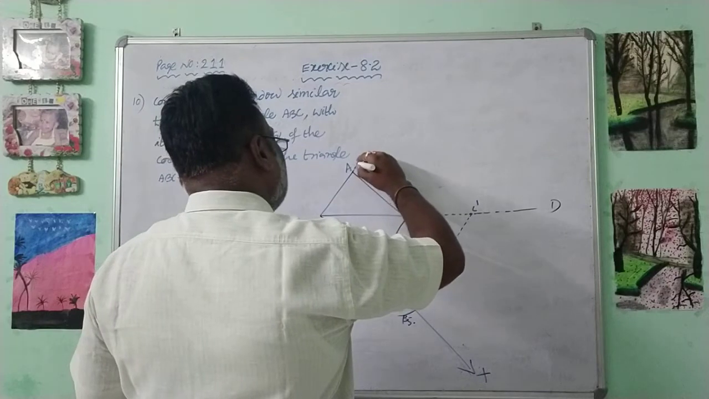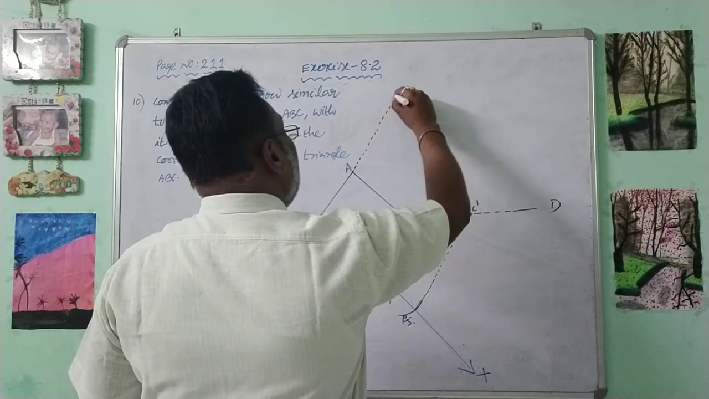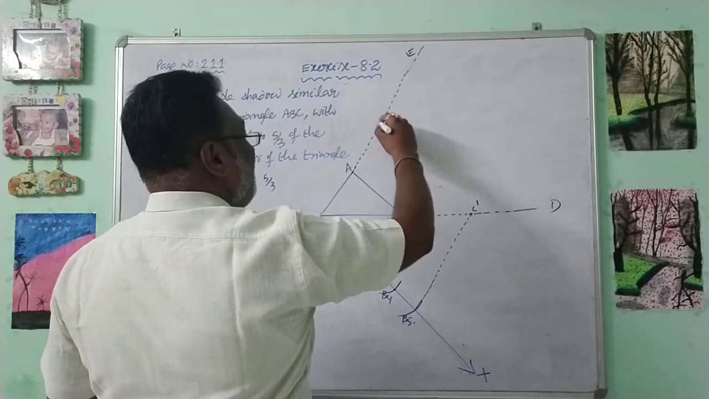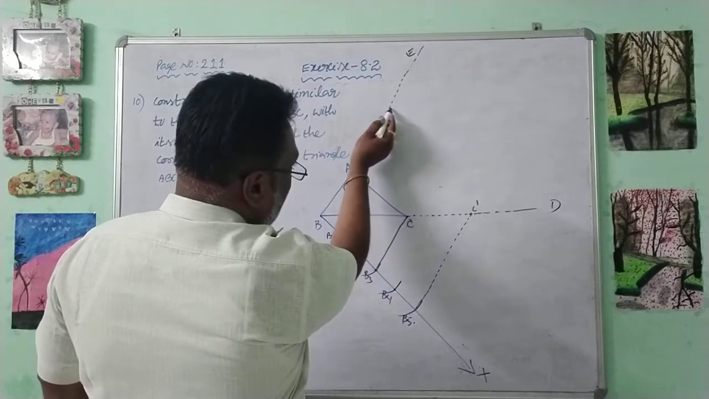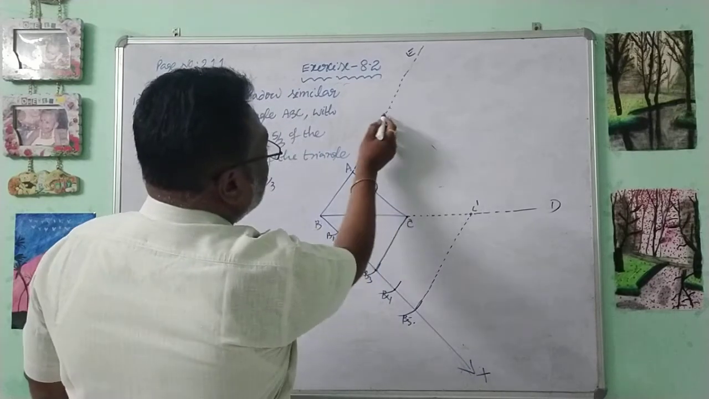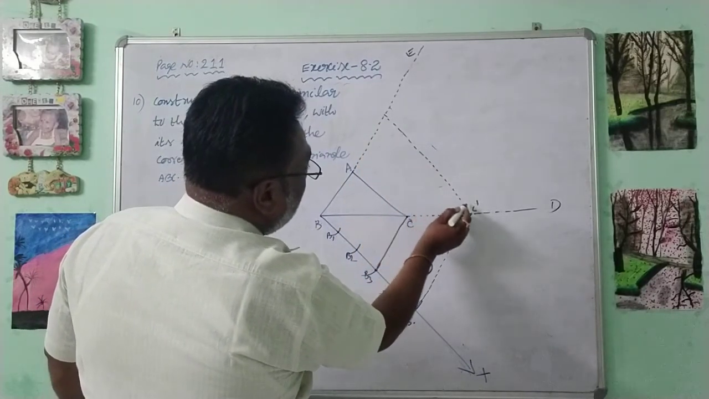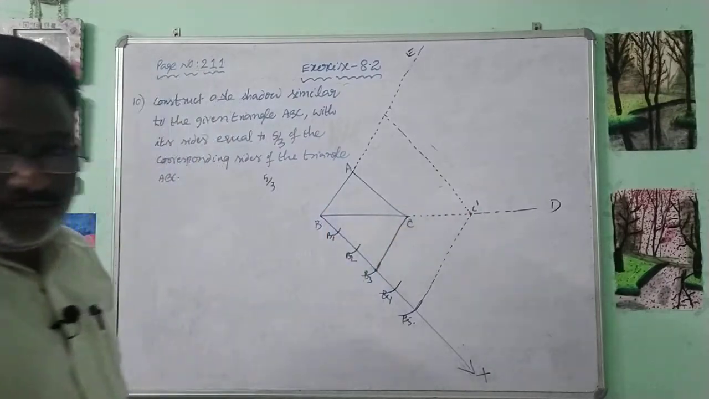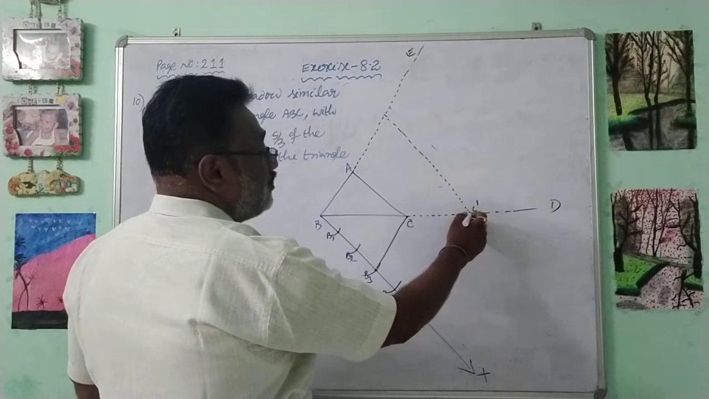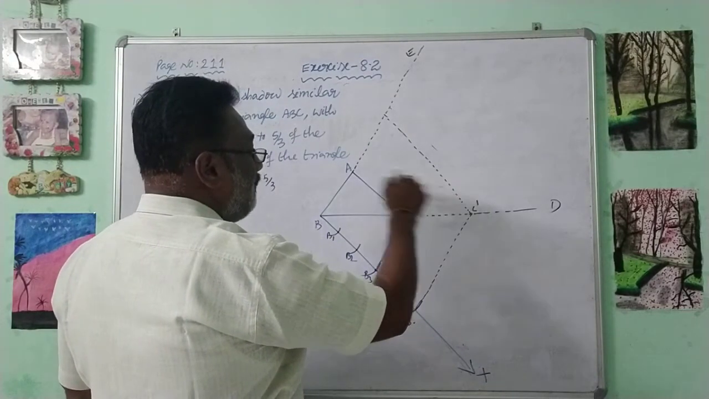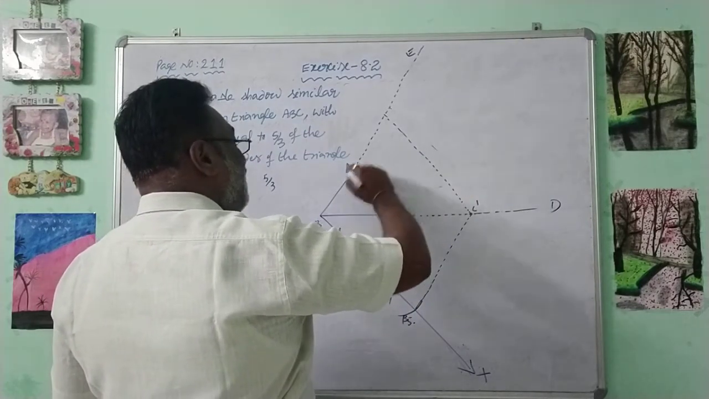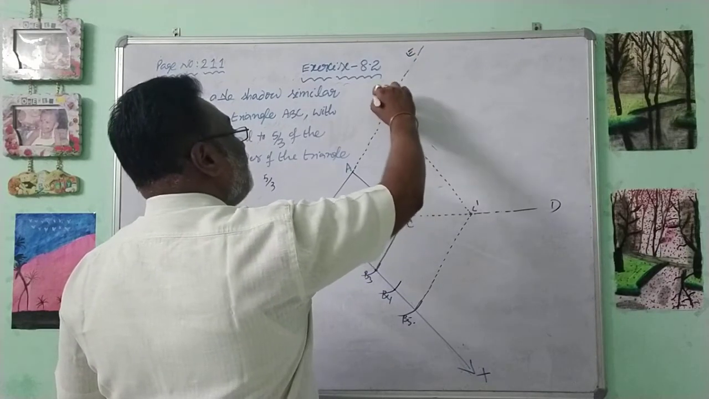Next, from this C dash, one more parallel line we need to draw, parallel to AC, to meet AB extended up to E at A dash. The line which you are going to draw should be parallel to AC. The parallel line which you draw from C dash should be parallel to AC and it should be extended, so that it meets AB or BA extended at A dash.